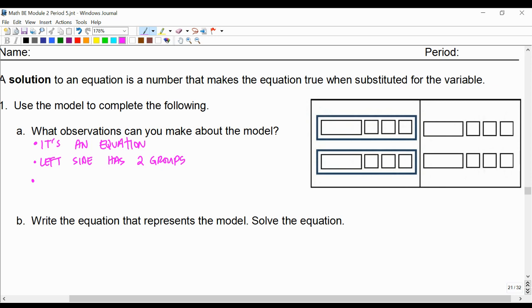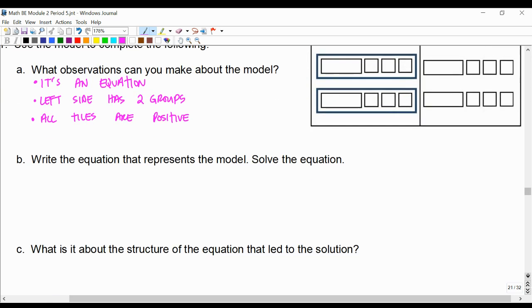And we'll maybe add one other one. You're welcome to add your own, but maybe all tiles are positive. All right, so now we're going to solve our equation. And there is one other observation we haven't stated yet, but you might notice that's going to cause this to be a little bit weird. And I'll come back and add it up here in just a minute.